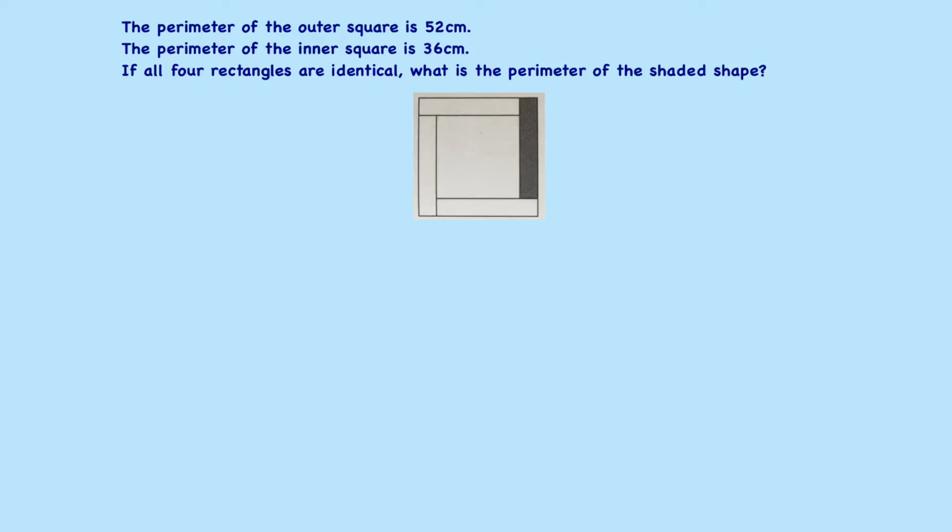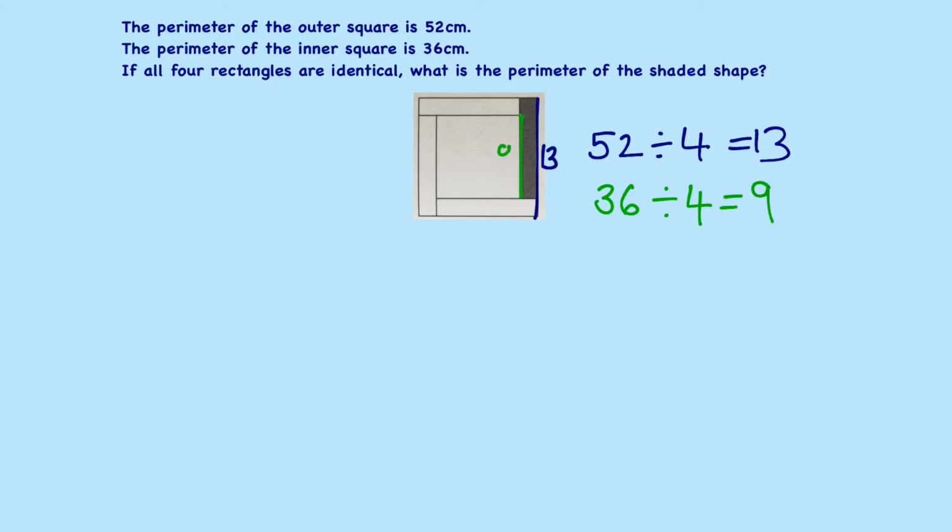Let's go through the answer. So the perimeter of the outer square was 52. And there are 4 sides, so that meant that 52 divided by 4 is 13. So you knew that the length of the long side was 13. And then the perimeter of the inner square was 36. And again, there are 4 sides to the shape, so 36 divided by 4 is 9. So you know that this length here is 9.